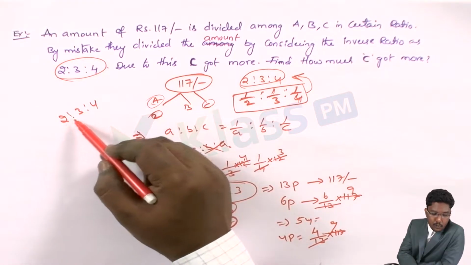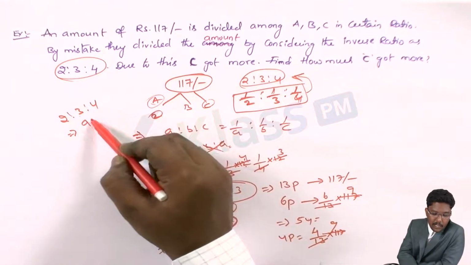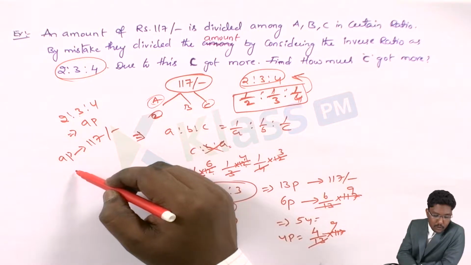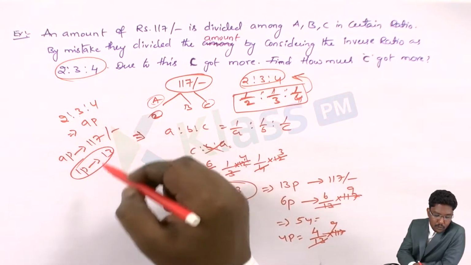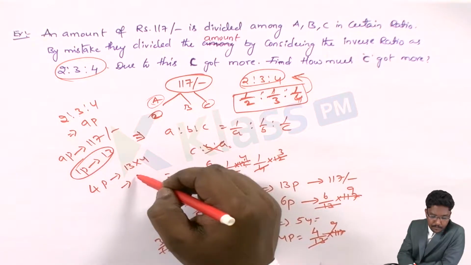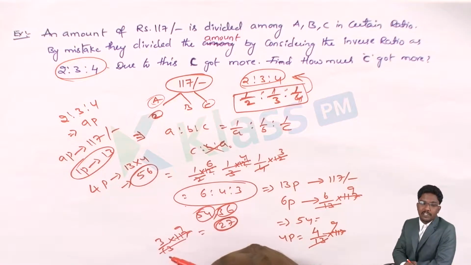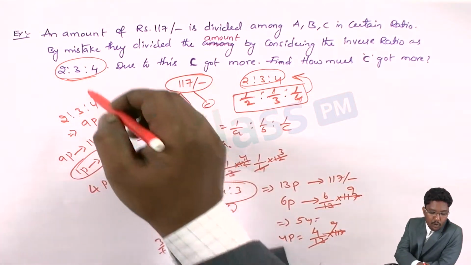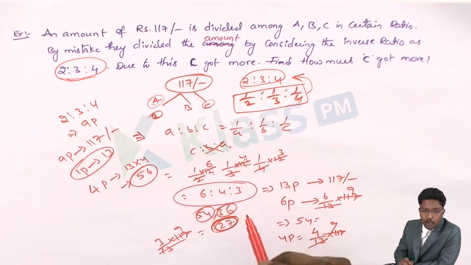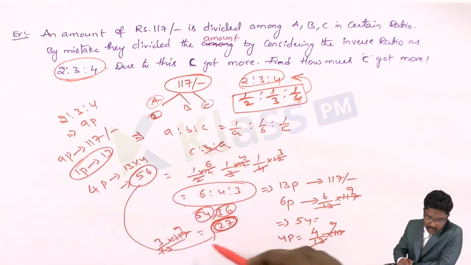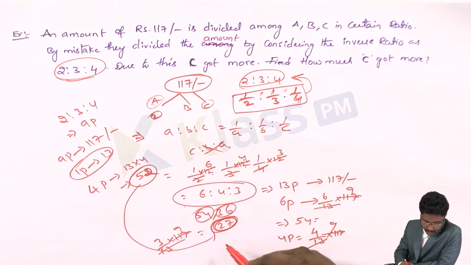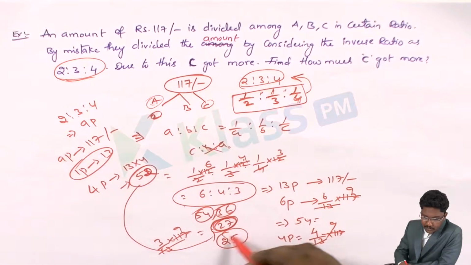So what is the total? 2 plus 3 plus 4. How much? 9 parts. So 9 parts is equal to 117. Okay. So 1 part equal to 13. So what is C? 4 parts. 4 parts equal to 13 into 4 means 52. When you consider the wrong ratio, C is getting 52. But actually C is able to get only 27 rupees. What is the difference? Okay. C is getting 25 rupees more.